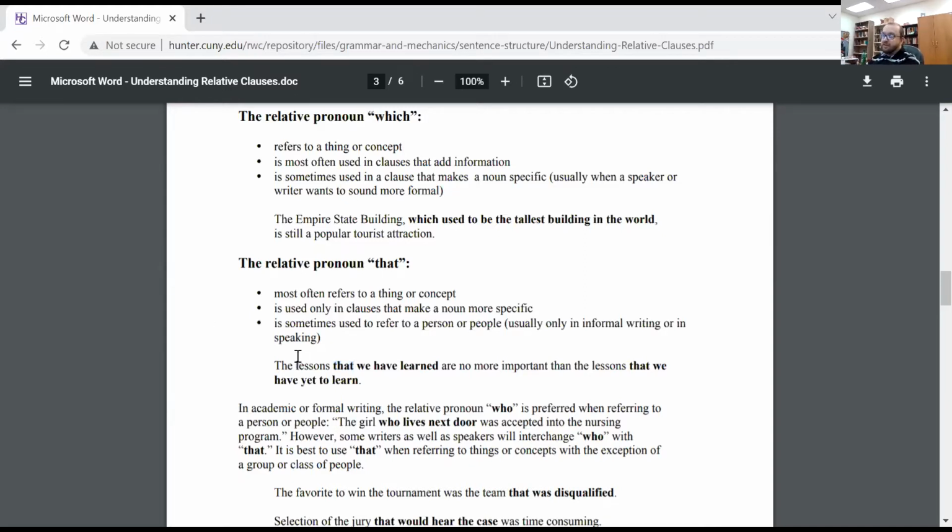So you use that in this case when it's something that you can omit from the sentence. So again, even though which sounds right, in this case, it's not.